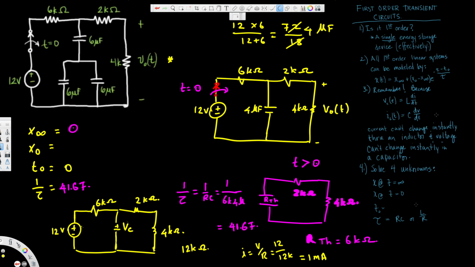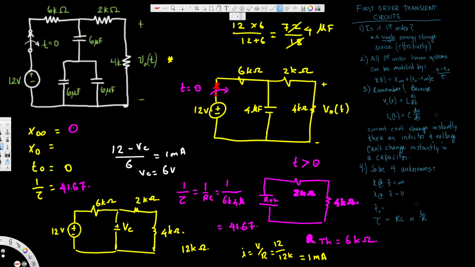From that we can solve for this VC, because we know that 12 minus this VC over the resistance in between, that is 6, should be equal to 1 milliampere, right? And if you solve for VC, you should get this value, that is 6 voltage.